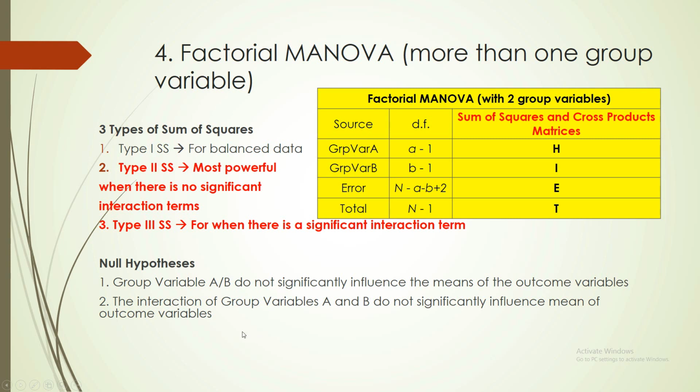Now, the third null hypothesis is that the interaction term of the group variables A and B does not significantly influence the difference between the mean outcome variables between the combinations of these interactions. Now, these null hypotheses are going to increase if you have more group variables, so be very careful with this.